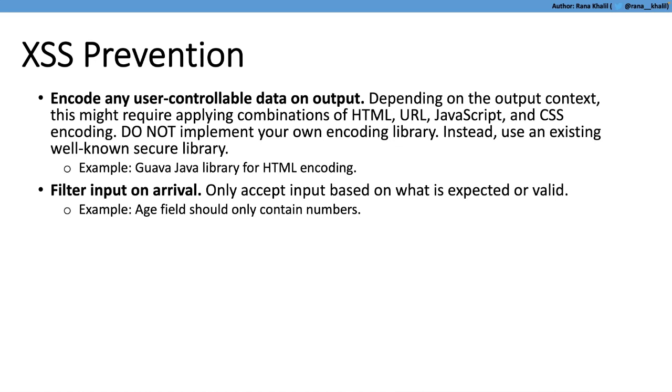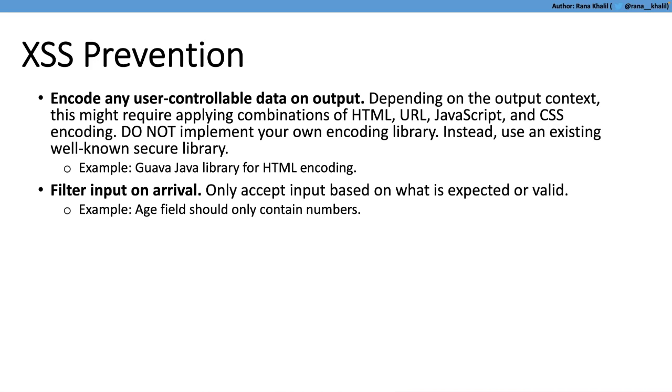Next, filter or validate input on arrival. This involves only accepting input based on what is expected or valid. For example, if you have an age field, then you should have a check in the backend that only accepts integers for that field. You definitely shouldn't be accepting alphabets. You should also not be accepting any other type of characters.